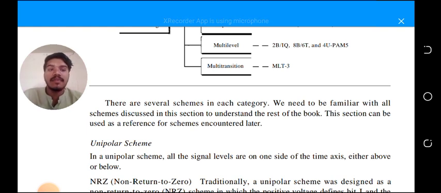We need to be familiar with all schemes discussed in this section to understand the rest of the book. This section can be used as a reference for each scheme encountered.